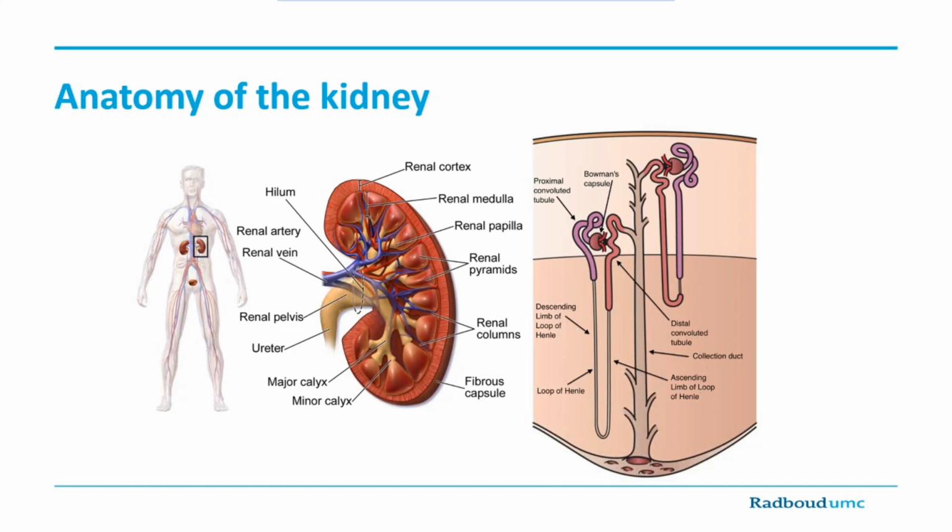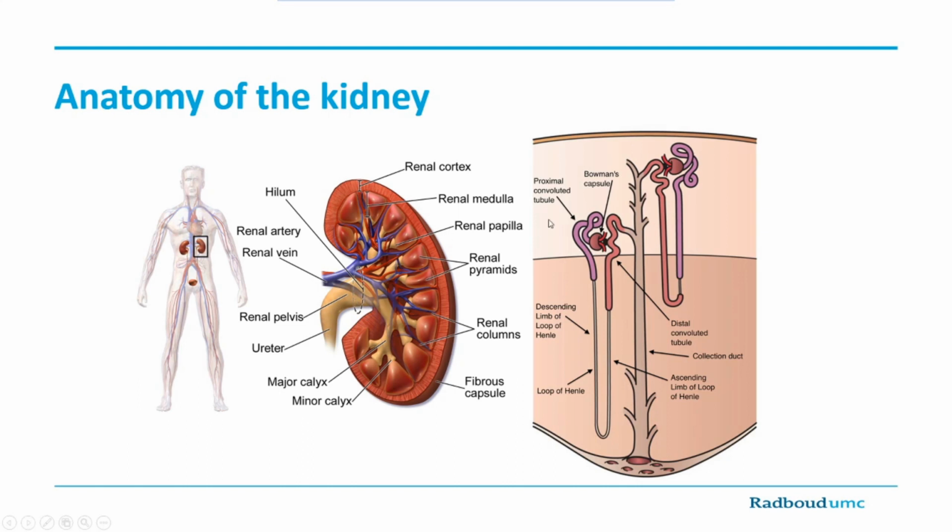So first we're gonna go a little bit into a recap of the anatomy of the kidney. So this is the kidney. As you know, they're situated on the dorsal side of the body, just below the floating ribs. The kidney is made up of a cortex, which is the outer layer, and the medulla, which is the inner layer. And then you've also got the pelvis, where the pro-urine is collected.